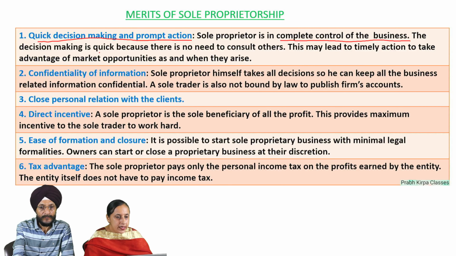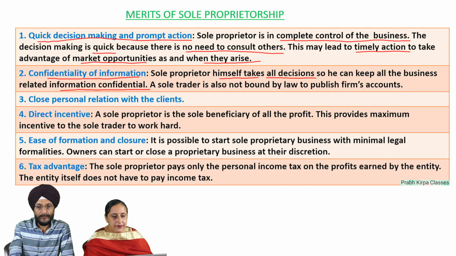Number 2. Confidentiality of information. Sole proprietor himself takes all decisions so he can keep all the business related information confidential. A sole trader is also not bound by law to publish firm's accounts. Third, close personal relation with the clients. Fourth, direct incentive. A sole proprietor is the sole beneficiary of all the profit. This provides maximum incentive to the sole trader to work hard.